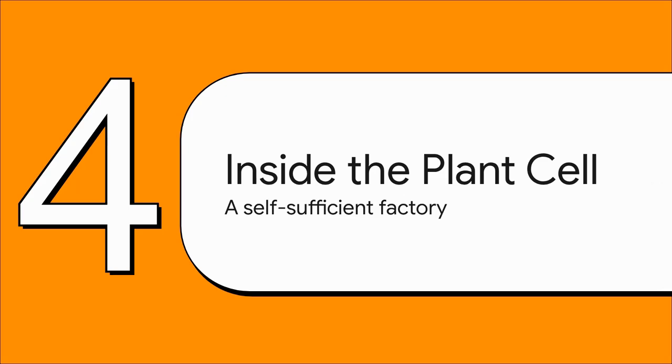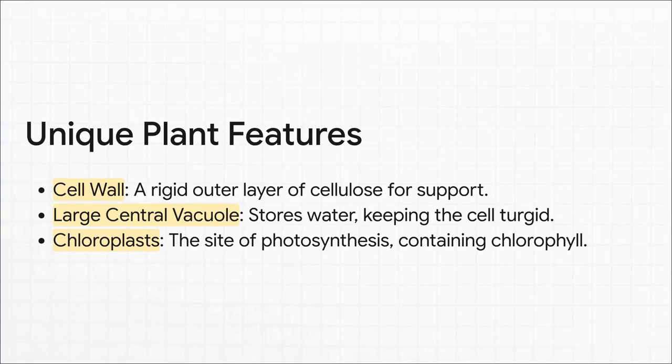Let's start by exploring the plant cell. Think of it like a fortified castle or a self-sufficient factory. It's designed to stay in one spot and make everything it needs right there, on site. So plant cells have three amazing features that you just won't find in animal cells. First, on the very outside, they have a super tough cell wall made of something called cellulose. This is for serious structural support.